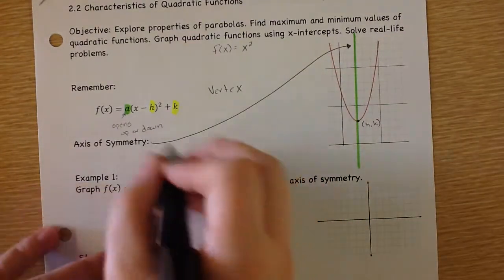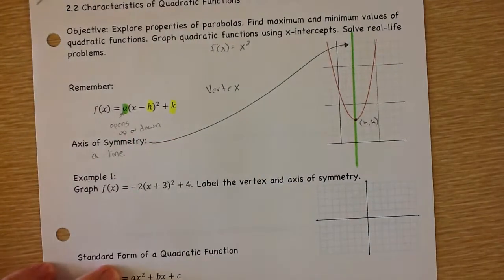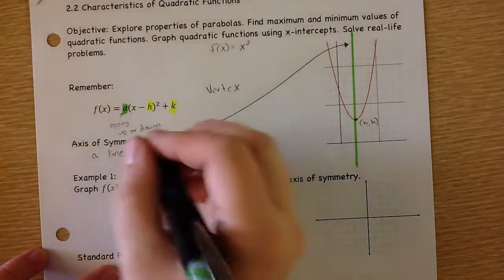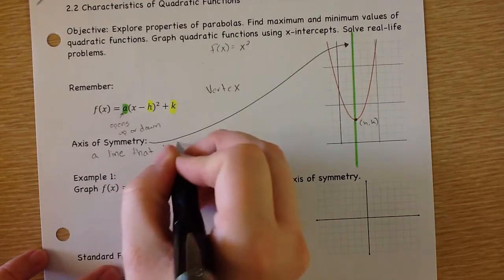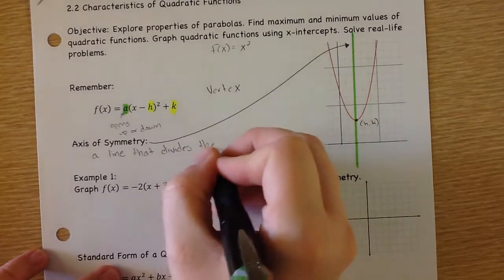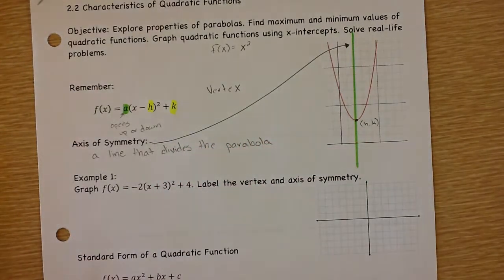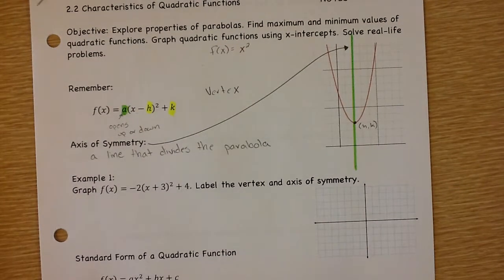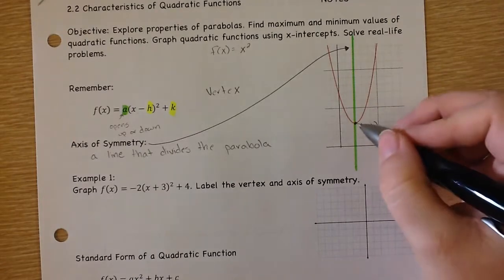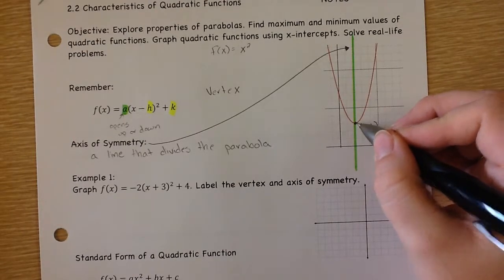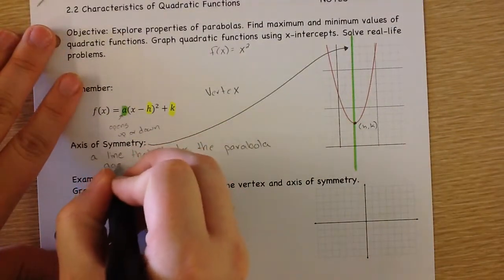So the axis of symmetry is a line that divides the parabola into mirror images. And if you notice, this line goes through the vertex. So my axis of symmetry always goes through the vertex.